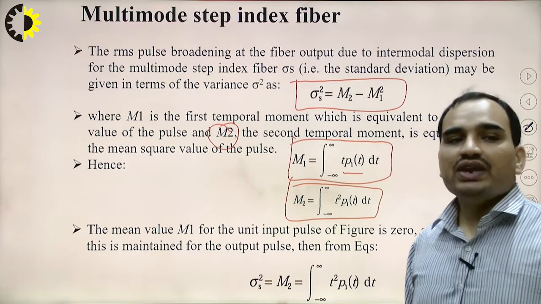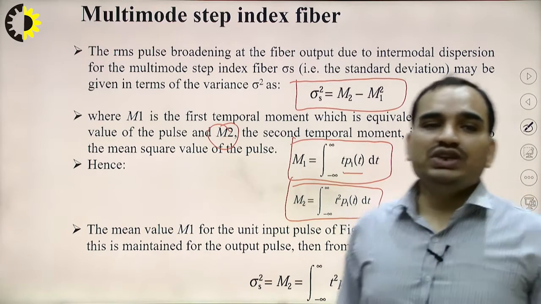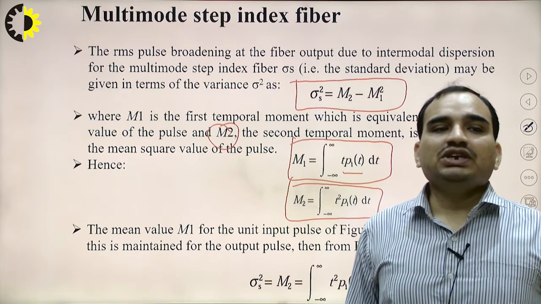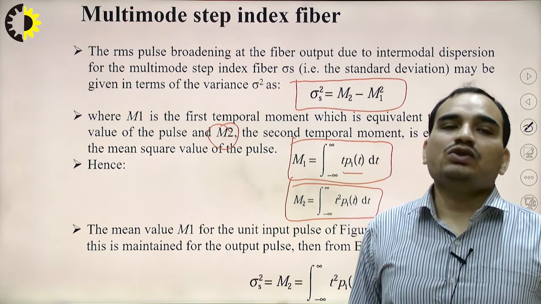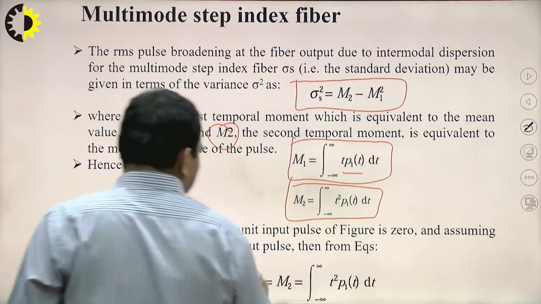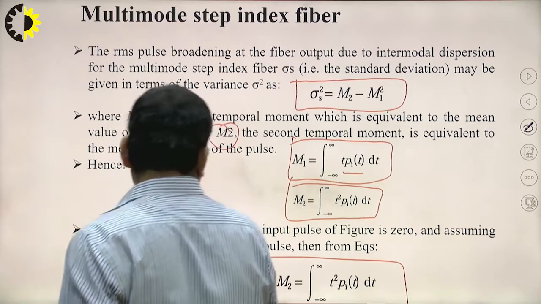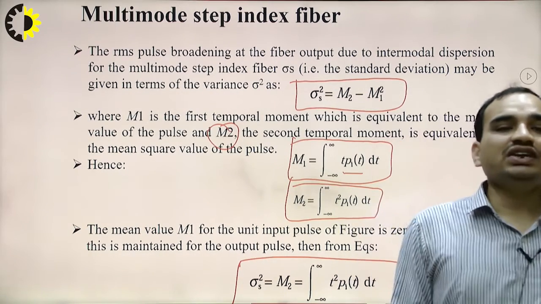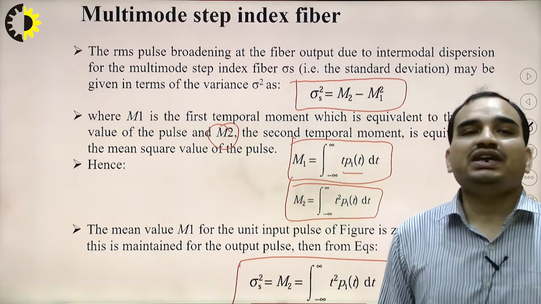So the mean value M1 for the unit input pulse of the figure is 0, and assuming this is maintained for the output pulse, by the equation we get sigma s squared, that is the second temporal moment, equal to the integration from minus infinity to infinity of t squared p(t) dt.